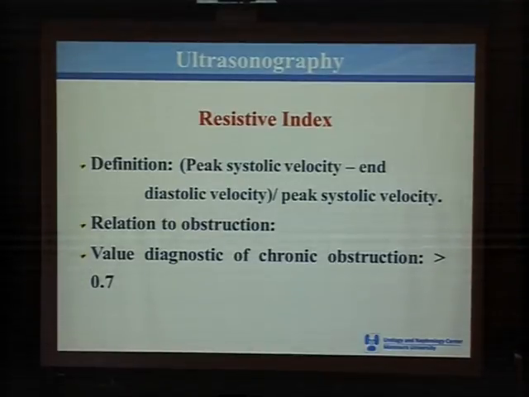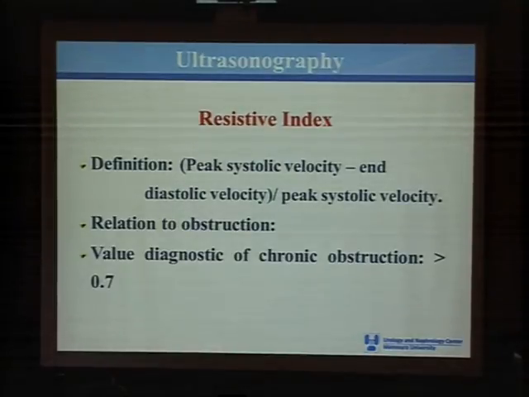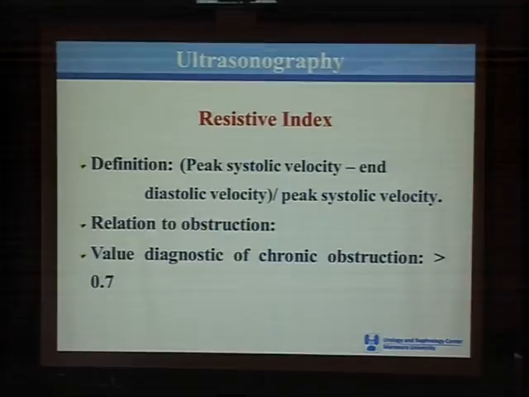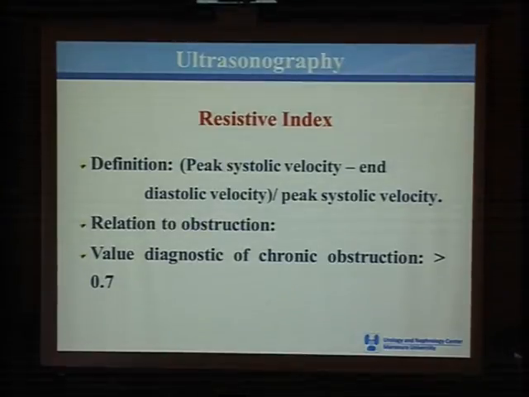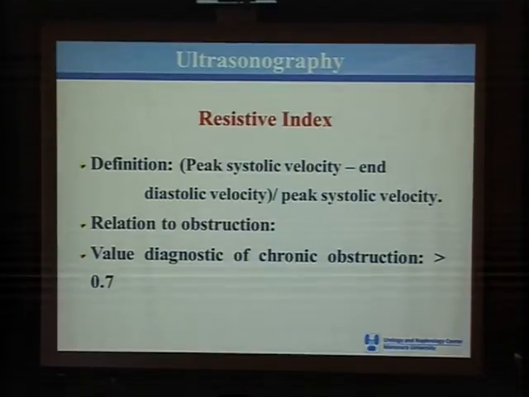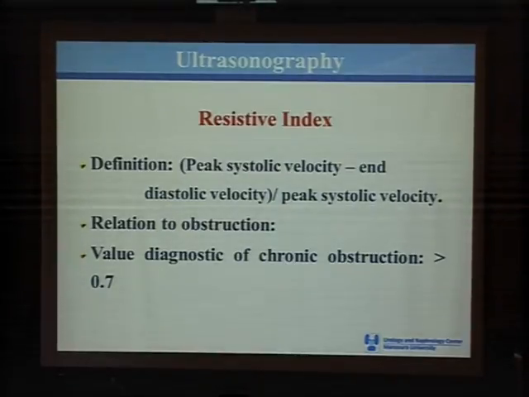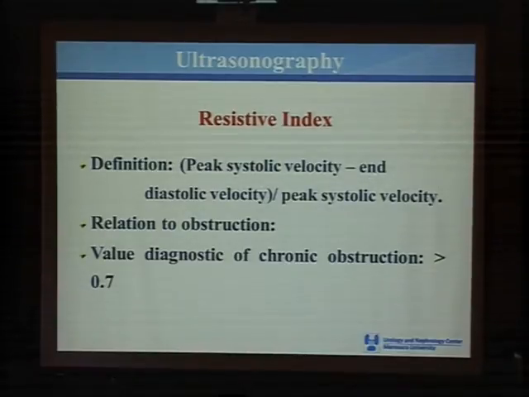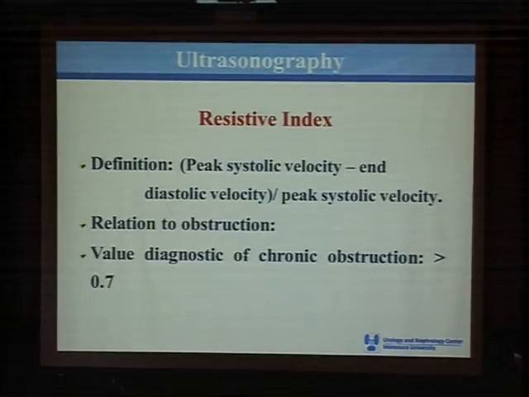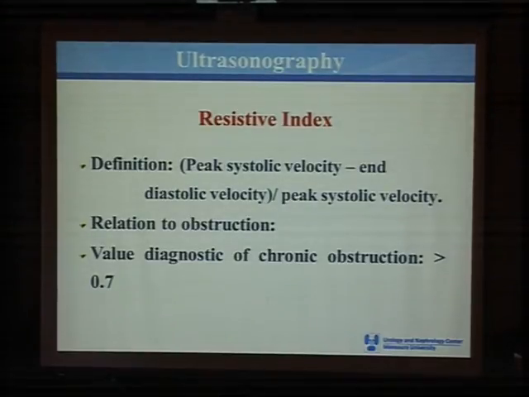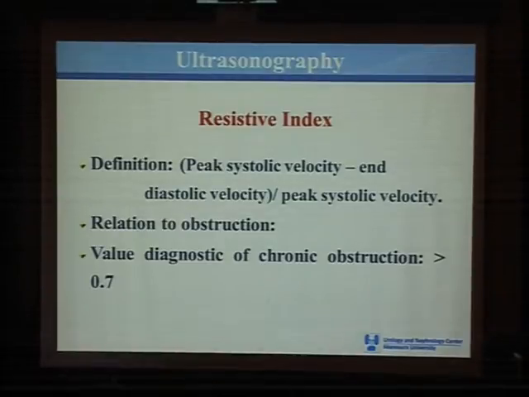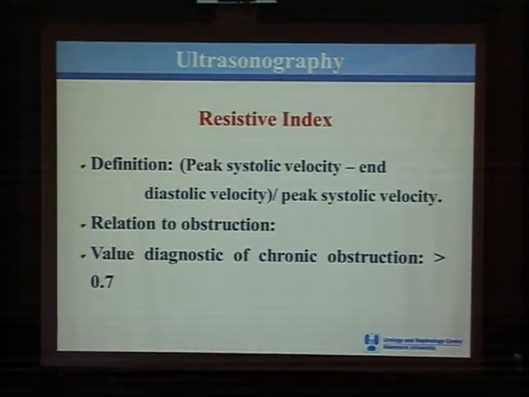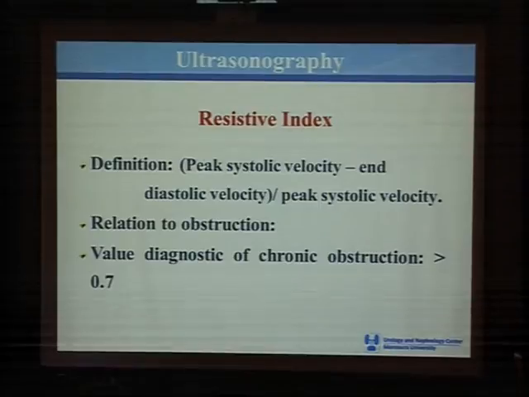Obstructive uropathy will make hemodynamic changes. So the velocities of the blood will be changing, and then this will result in an increase of the renal resistive index. The renal resistive index is defined as peak systolic velocity minus end diastolic velocity divided by peak systolic velocity, and in chronic obstruction, the renal resistive index is more than 0.7.